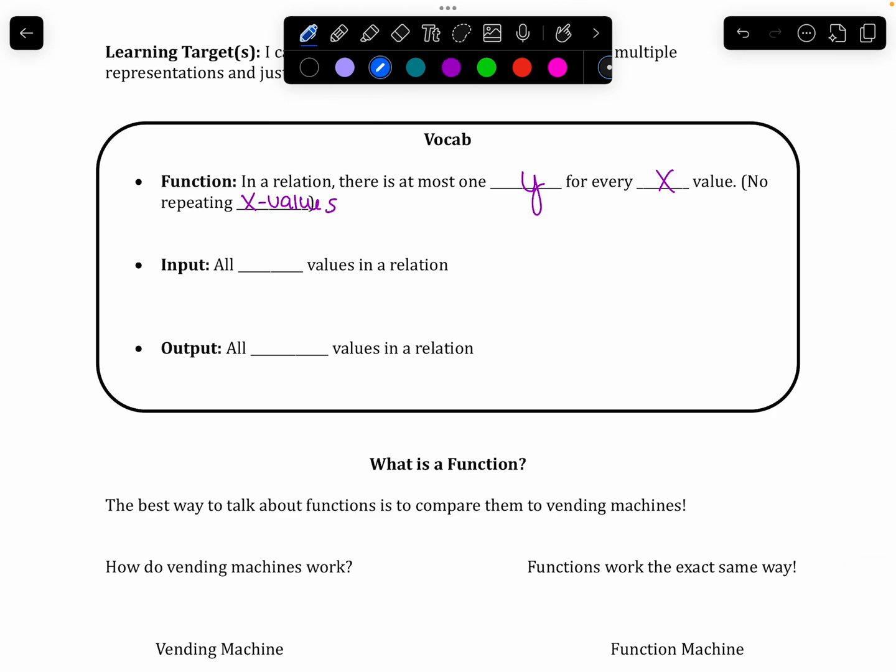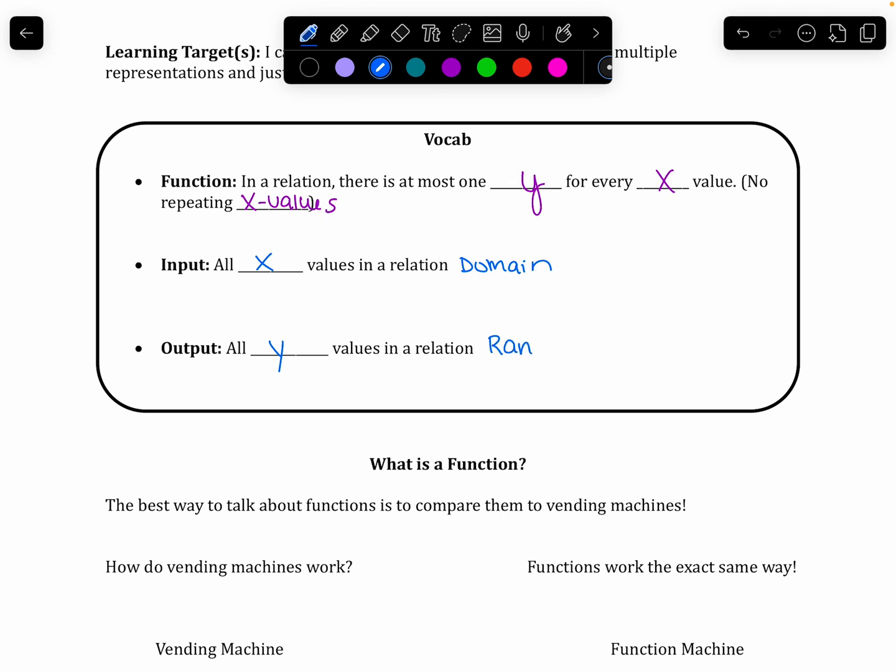The next vocab word that we have is input. Your input is actually all x values in a relation. We've seen something like this before. If you have an x value, that's also known as domain. So if you see the word domain, x, or input, all of those are just referring to the x values in your relation, okay? And then output's going to be all of your y values.